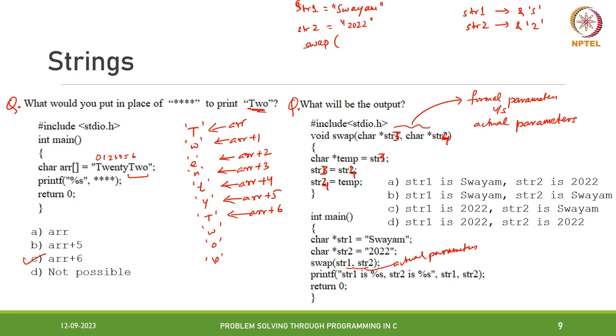So now I write the swap. What happens in this swap function? Now this address is copied to str3. Remember, the address is copied. This str2 address is copied to str4. So now str3 and str4 carry the addresses of the first element of each of the arrays, str1 and str2 respectively.